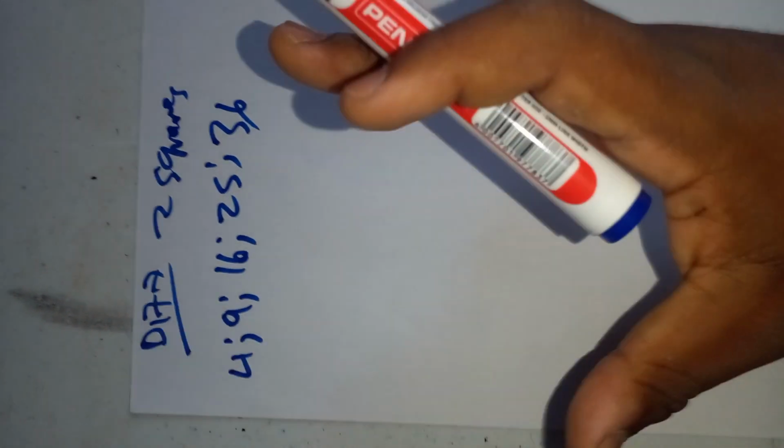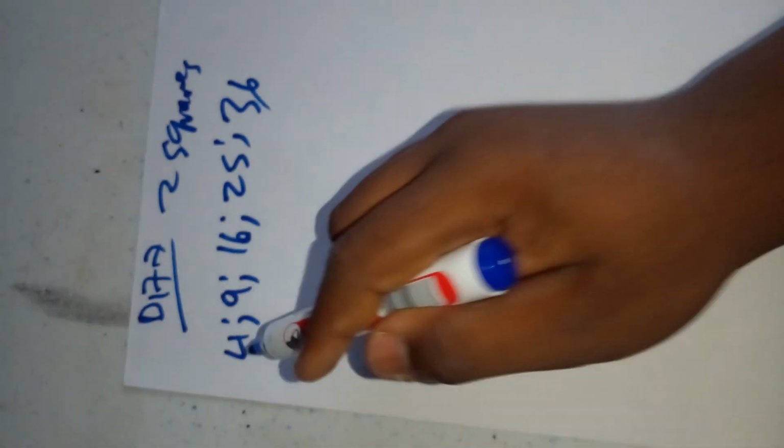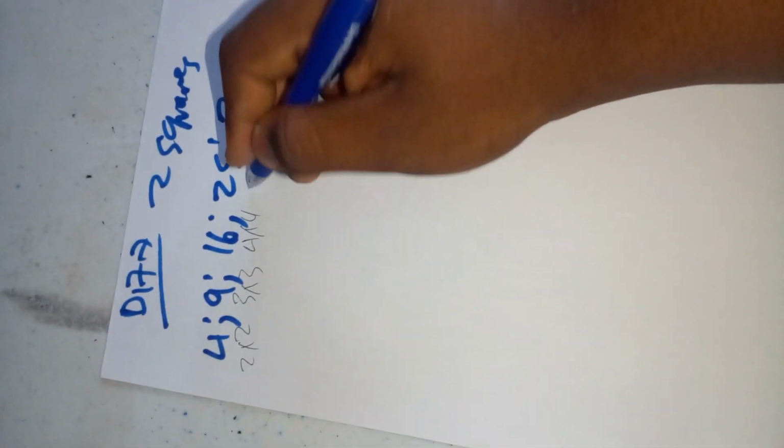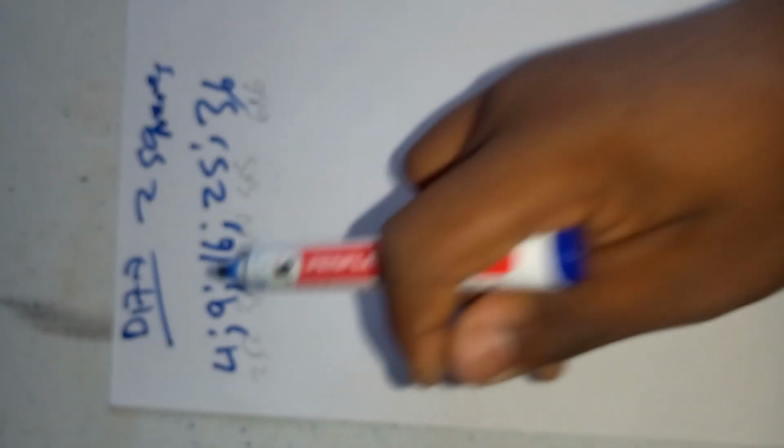So basically, these are numbers where a certain number is multiplied by itself, and then we obtain these numbers. Why am I saying that? 2 times 2 is 4. 3 times 3 is 9. 4 times 4 is 16. 5 times 5 is 25. 6 times 6 is 36. Can you see? Those numbers are obtained when a number is multiplied by itself. Okay, so now we are going to check what we have there.